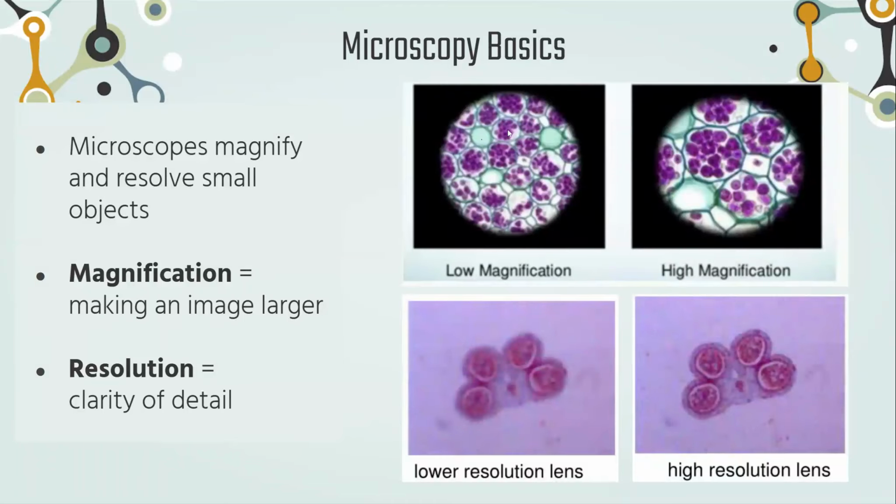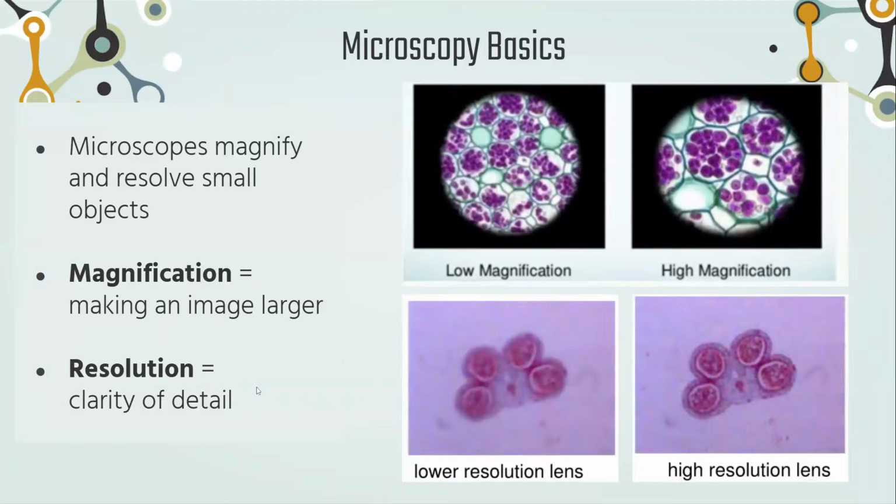So when an image is being looked at through low magnification, we're looking at it from a farther viewpoint so that all the cells look a little smaller. When we're looking at high magnification, we're basically zooming in to make the image larger.